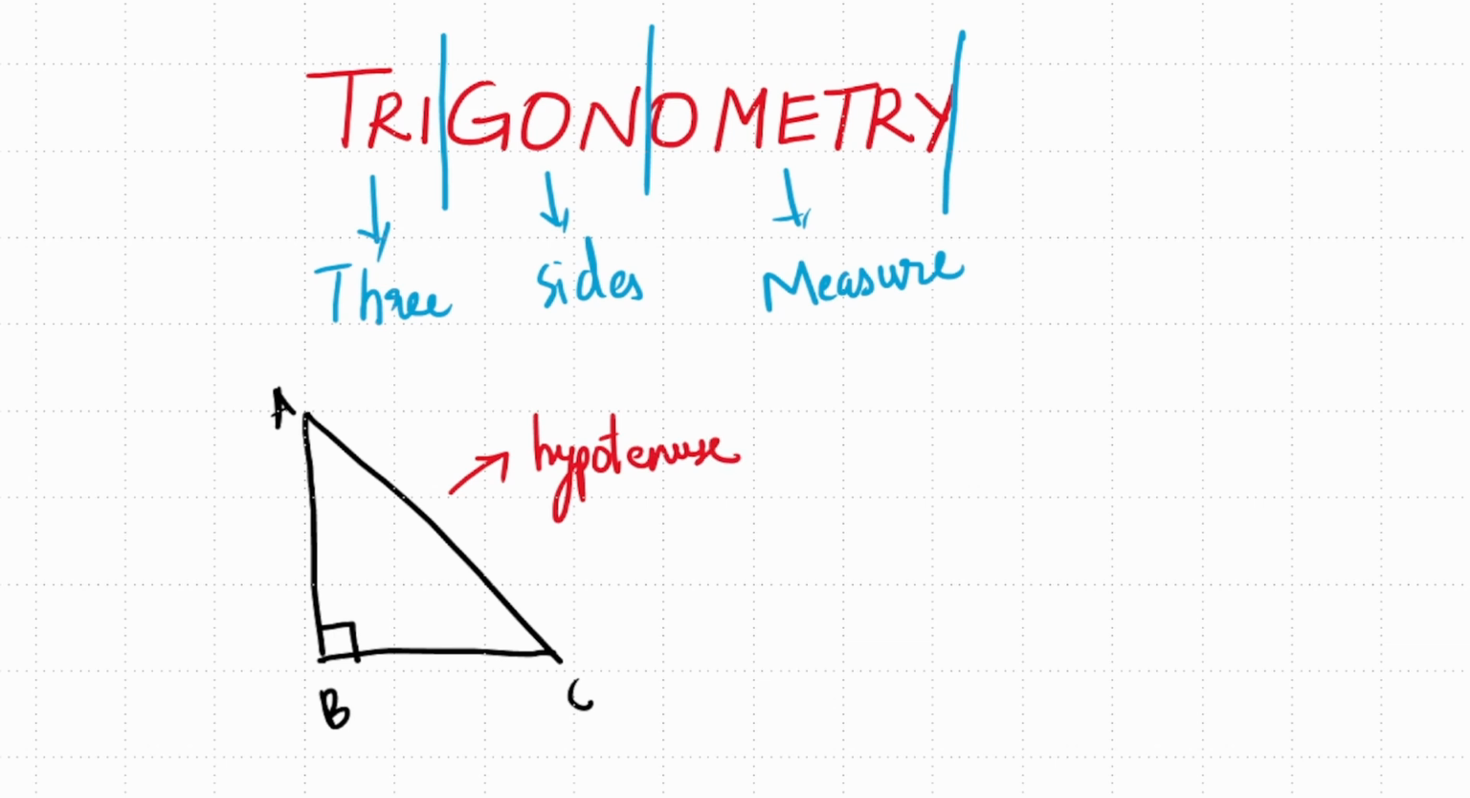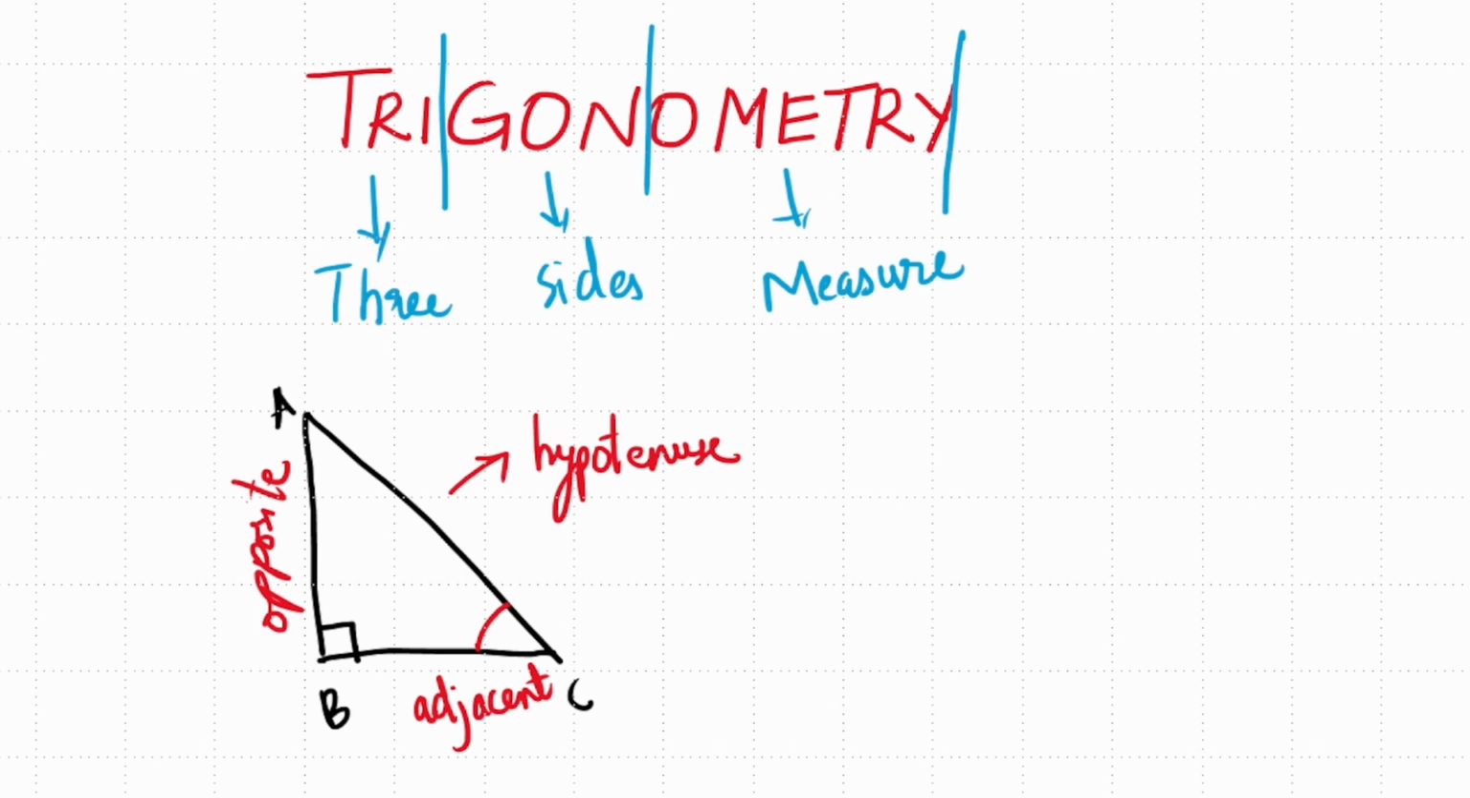And let me consider an angle C over here. AB is the side which is opposite to angle C. So AB is called the opposite side. It is opposite to angle C, that is why it's called opposite side. And BC is adjacent to angle C, so this is called the adjacent side. Now, this is with respect to angle C. It doesn't mean that this is always the opposite side and this is always the adjacent side. No, this is opposite and adjacent with respect to angle C.